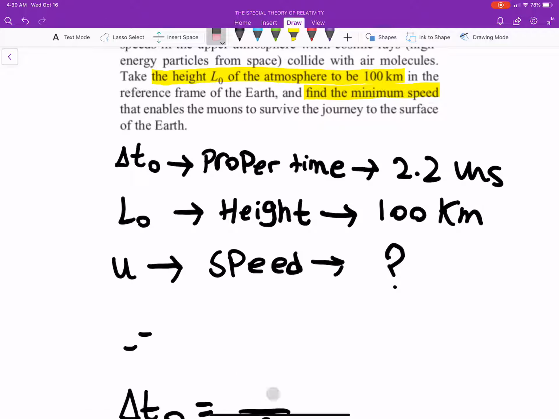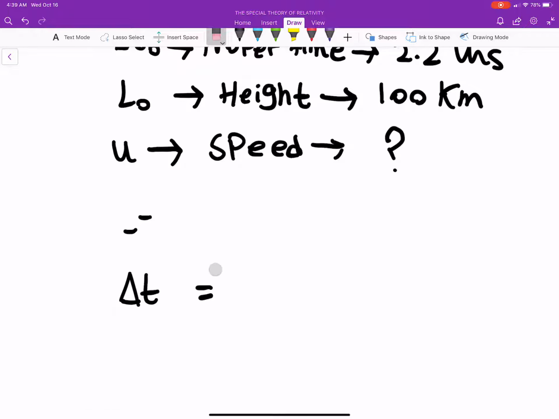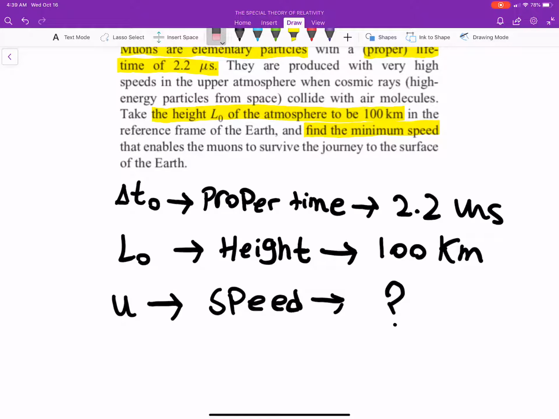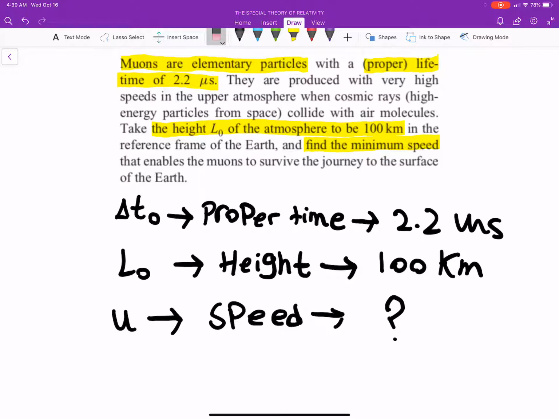First, let me just erase some of the notes that I didn't clear from the video we did, which if you haven't seen, then I would recommend checking that out. It was just the previous video. And real quick, I went ahead and said that our proper time, delta T naught, is 2.2 microseconds. L naught is our height, 100 kilometers, and u is the speed that we're looking for.